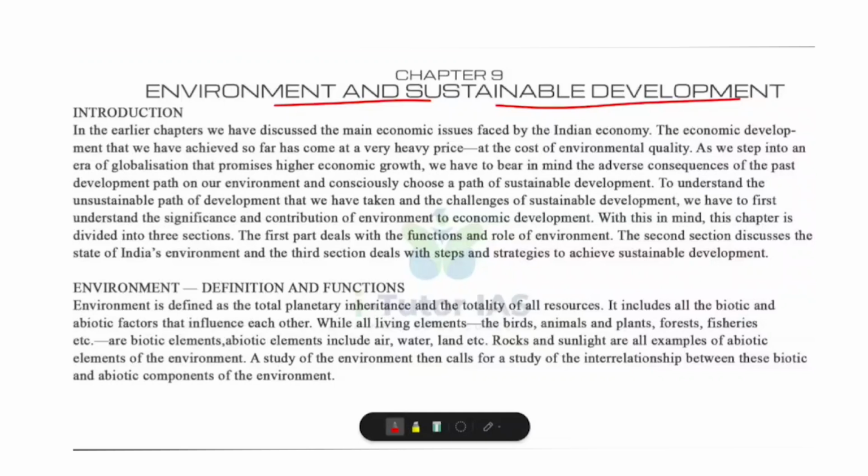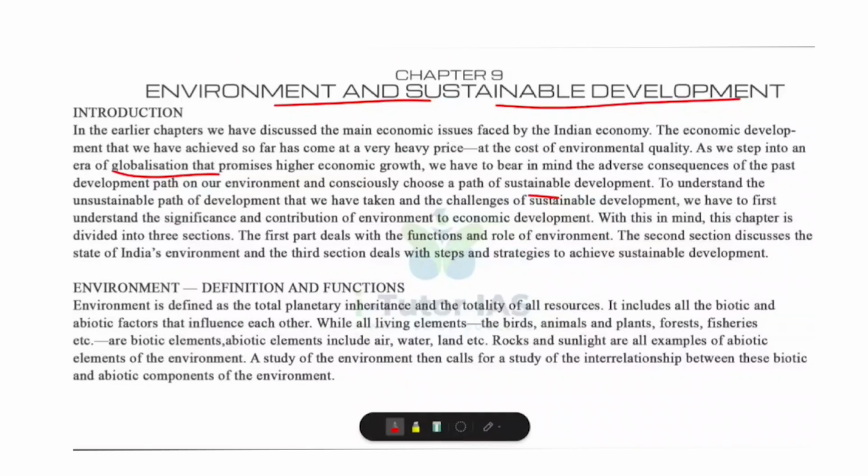Now, as we move into the era of globalization that promises even faster economic growth, we need to be careful. We must learn from our past and choose a path that's not just about growth, but about sustainable growth or sustainable development. So in this chapter, we will try to understand how the environment supports our economy, how human activities have affected it, and finally, what steps we can take to make our development more sustainable.